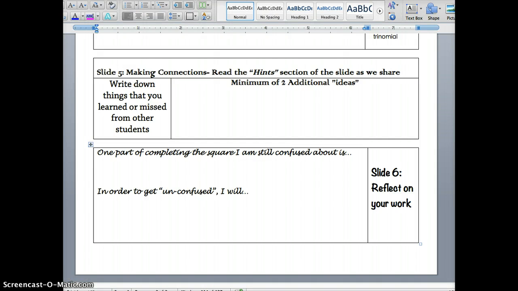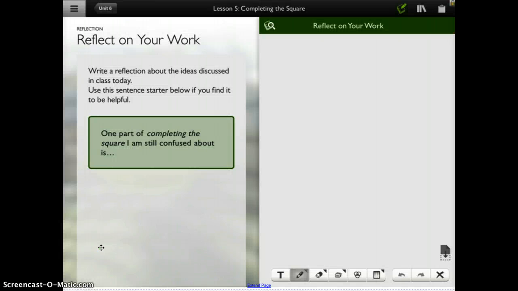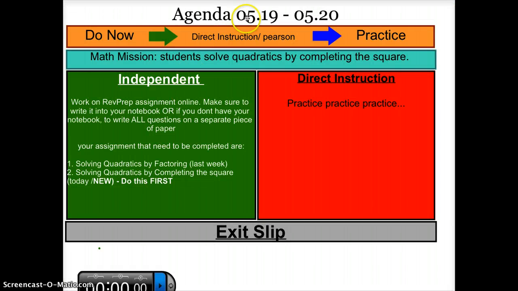So here's our agenda. I'm going to post this online as well. We went through the do now, the direct instruction. This was your quiz. This is the video lessons, practice, which we're doing now. So online Rev Prep. I assigned one for last week's assignment, which was solving quadratics by factoring. We didn't get time to it, so now there are 2 assignments, completing the square and by factoring. Both are actually pretty similar. If you complete this one, the other will be cake.